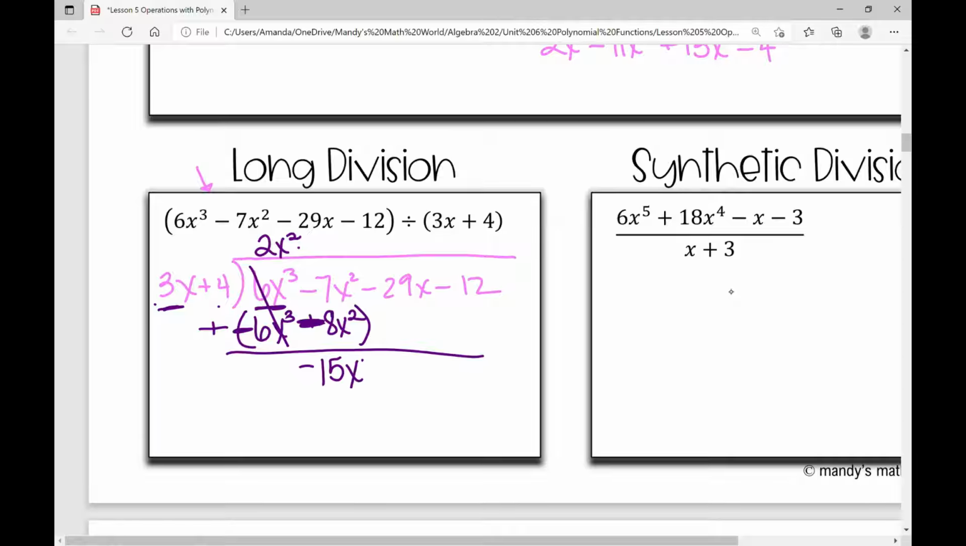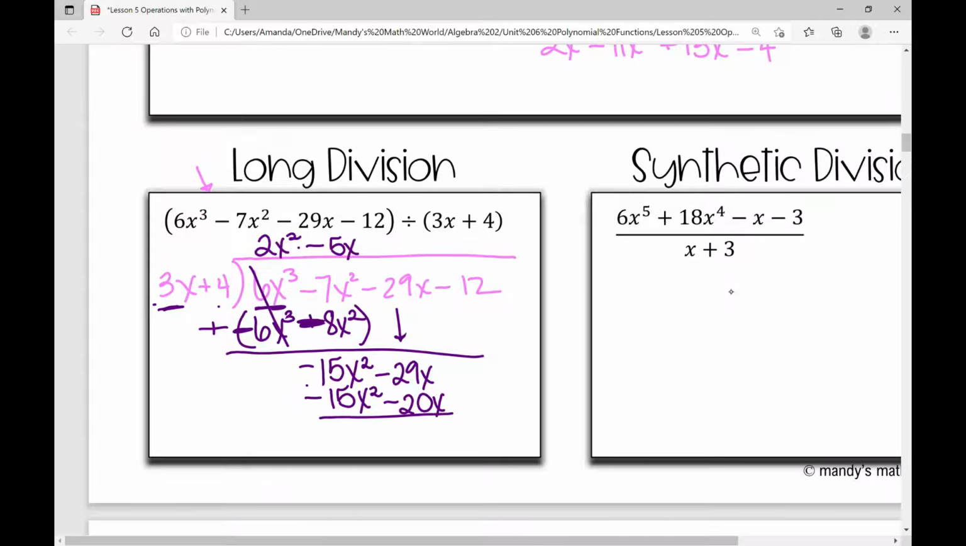And what's my next step? Bring the minus 29x down. And then we're moving on. What do I need to multiply 3x by to get negative 15x squared? Negative 5x. So I write negative 5x. Negative 5x times 3x is negative 15x squared. Negative 5x times 4 is negative 20x.